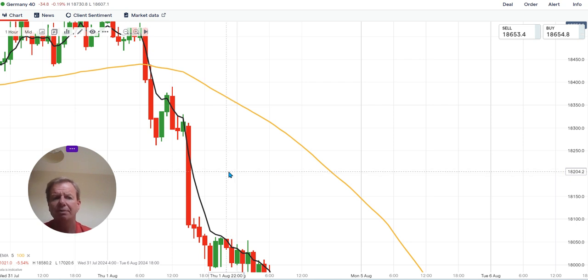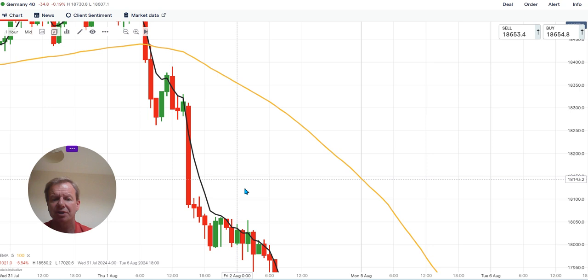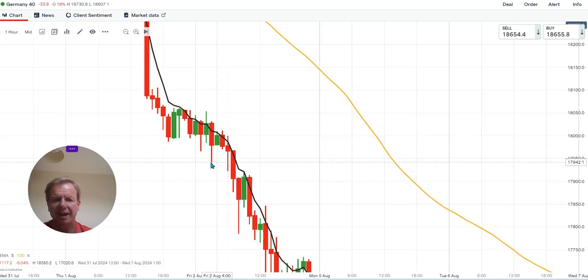So you're going to lock in profits anyway, so you don't need to be risking that all the time. But as you can see, it goes straight on down. And then we get through to Friday.